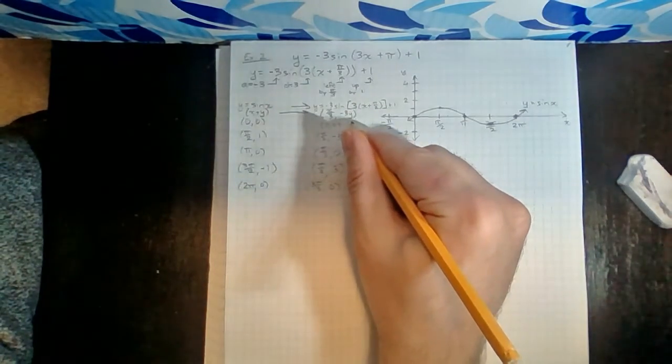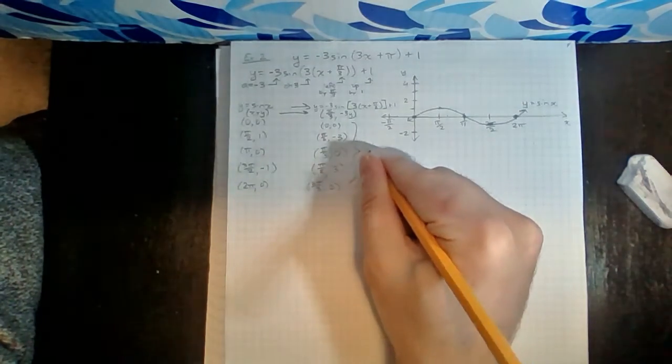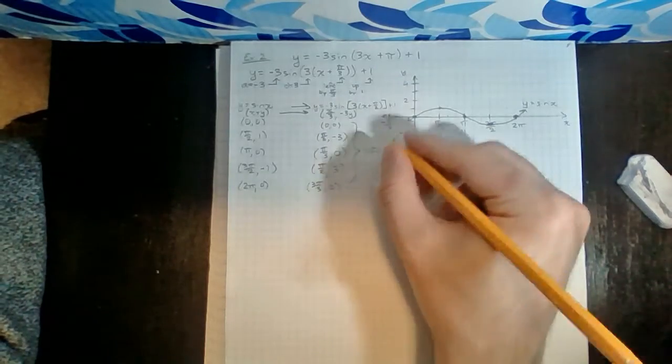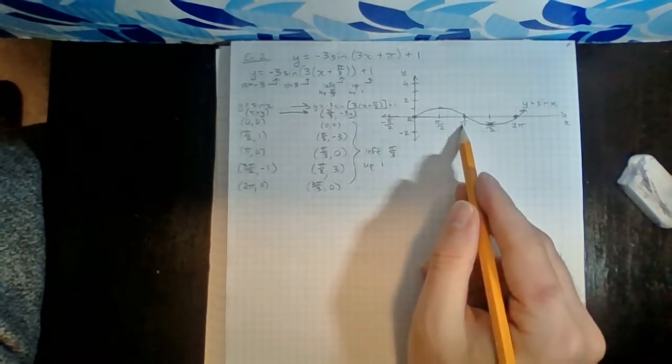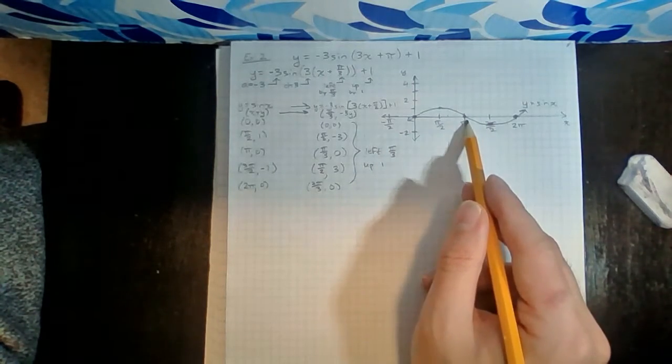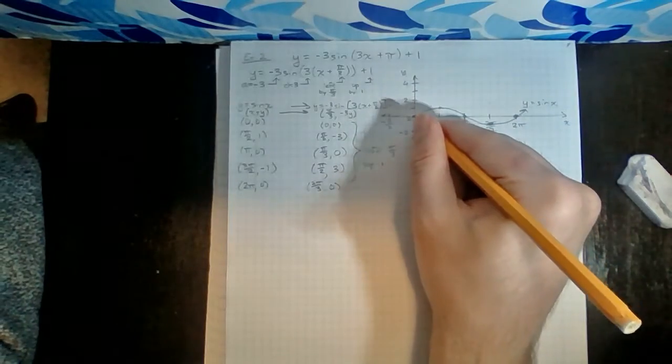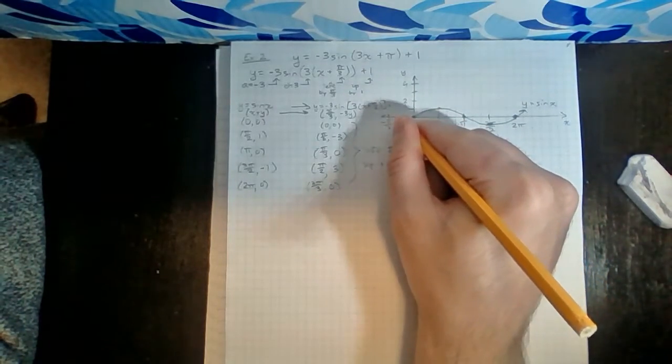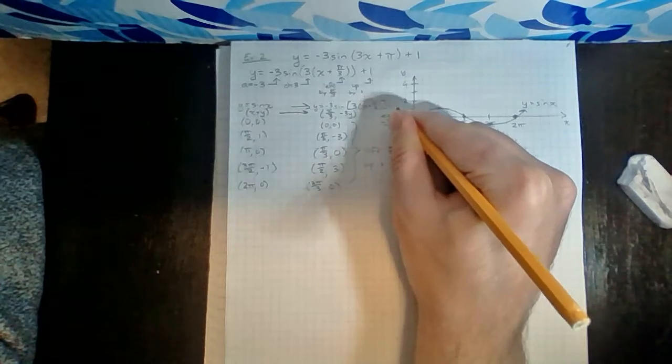So that is our stretches and our compressions, both vertical and horizontal. And we need to remember we are shifting left by pi over 3 and up by 1. So on this scale, our pi is 6 of these units across. So pi over 3, we need to remember to shift everything 2 units to the left. So our point 0, 0, we shift 2 units to the left and up by 1.